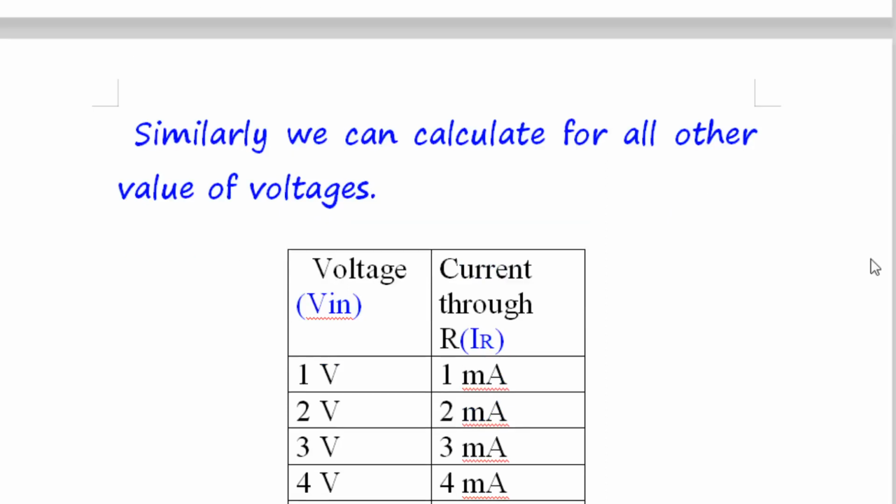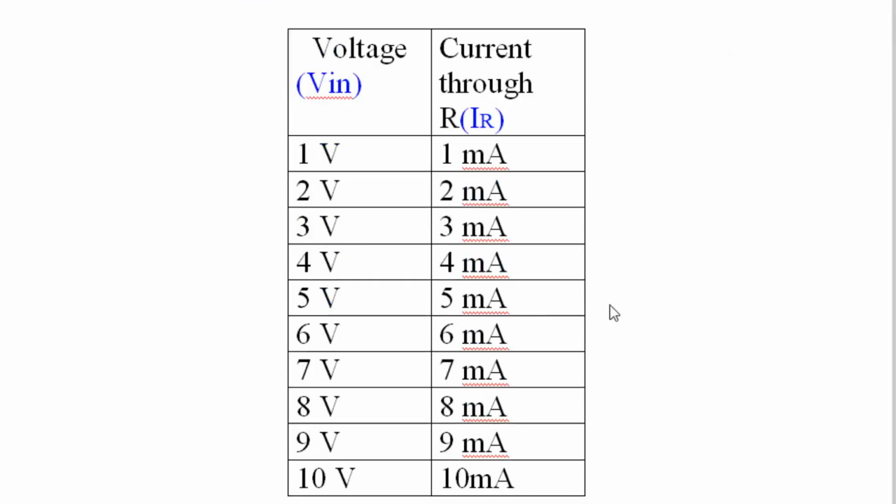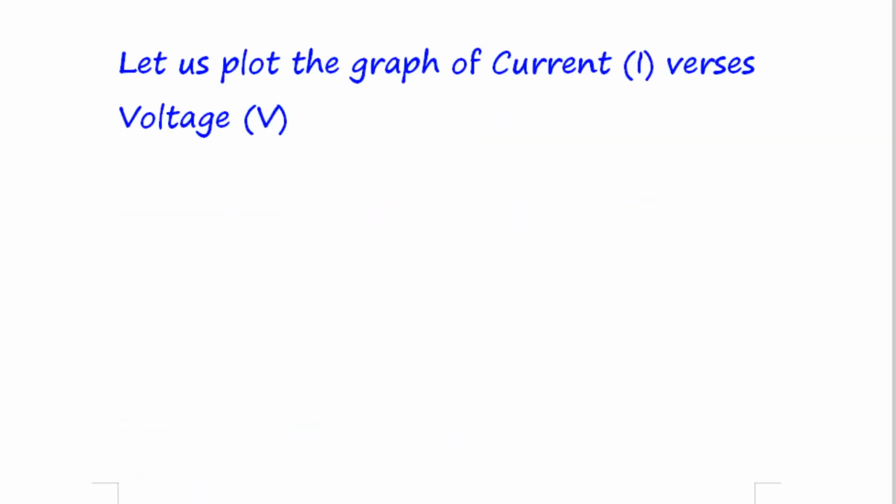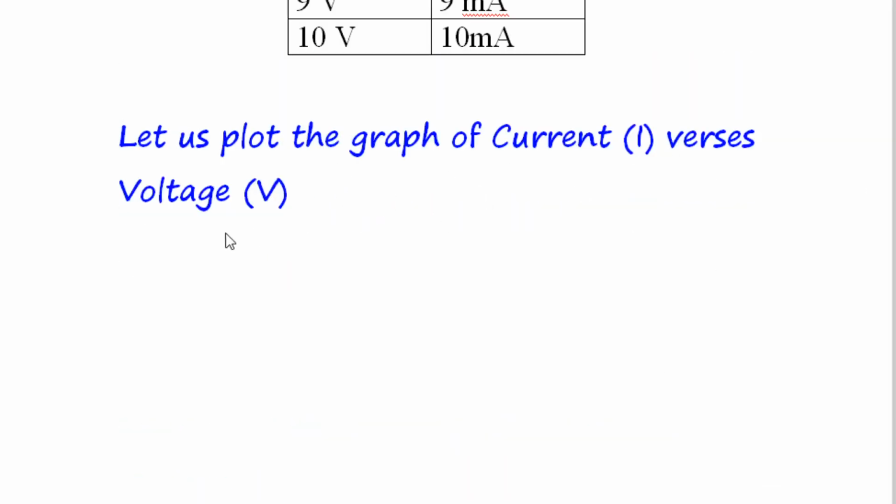Similarly, we can calculate the current flowing through the resistor for all other values of voltages. And here you will get a table: voltage in volt applied to the resistor 1 volt to 10 volt, and current flowing through the resistor for respective applied voltage is 1 milliampere, 2 milliampere, and accordingly last for 10 volt the current will be 10 milliampere. And now after completing this small experiment, we'll plot the graph. So now let us plot the graph of current versus voltage.